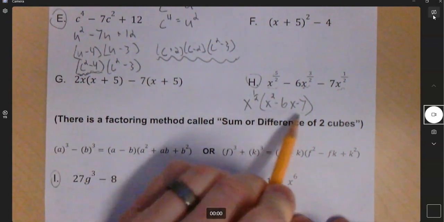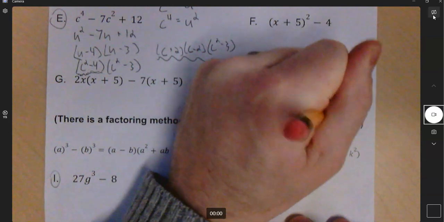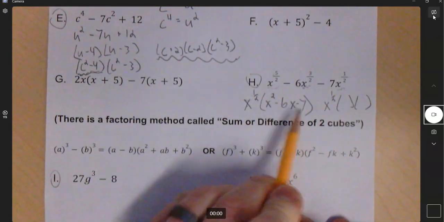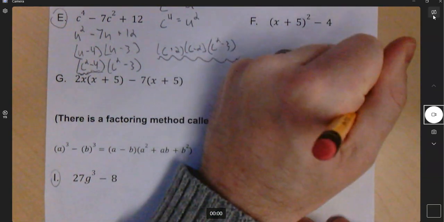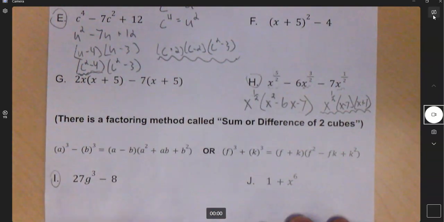And now that looks like those things we've been factoring. Part B, part E, we just factored. So I'm going to have an x to the 1 half still out there. And I want two things that multiply to negative 7 and add to negative 6. x minus 7, x plus 1. That would be that thing all the way back.